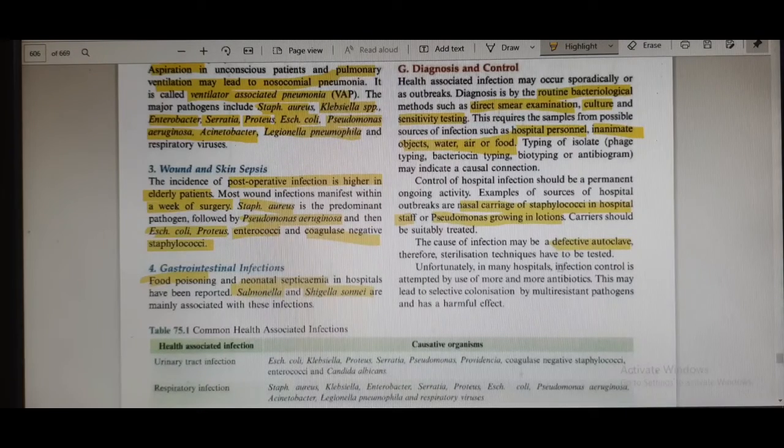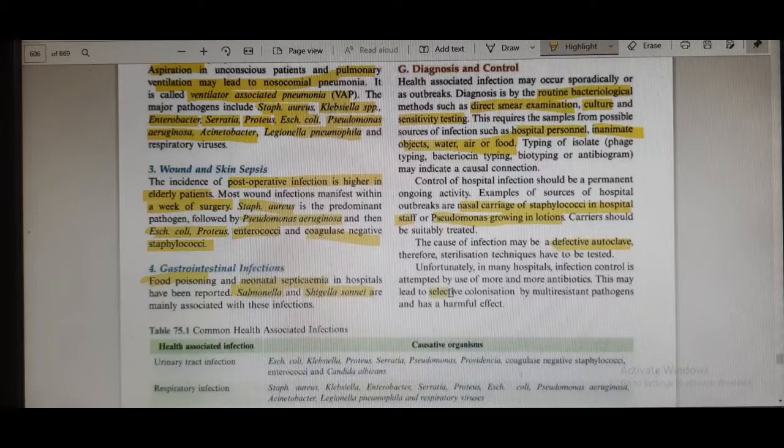Unfortunately, in many hospitals, infection control is attempted by use of more and more antibiotics. So in certain hospitals, they prefer giving more and more antibiotics, thinking that the infection might go away with administration of antibiotics. But giving more and more antibiotics might lead to multi-drug resistance or multi-antibiotic resistance in the pathogens, which is much more harmful to cure in future.